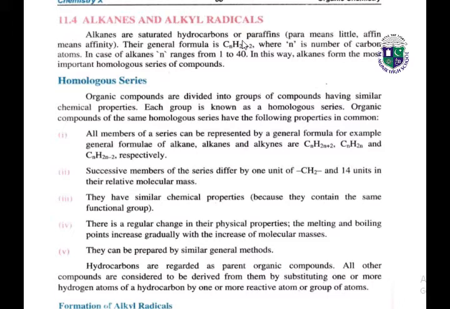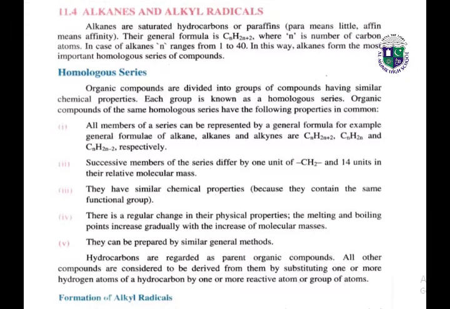So here we have some introduction about the alkanes and their homologous series. Alkanes are saturated hydrocarbons or paraffins. Para means little, affin means affinity or reactivity. Their general formula is CnH2n+2, where n is the number of carbon atoms. In case of alkanes, n ranges from 1 to 40. In this way, alkanes form the most important homologous series of compounds. So it is about the alkanes and its general formula.